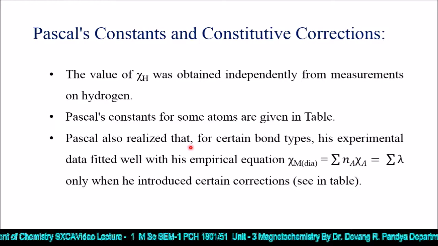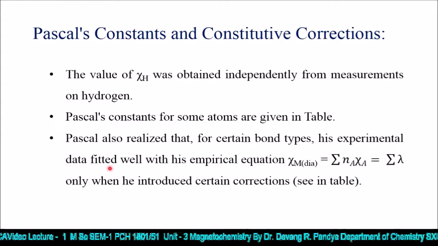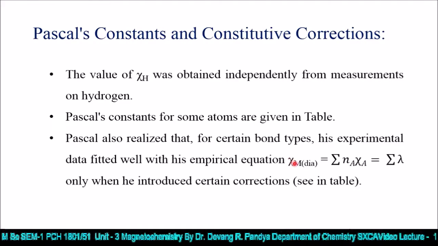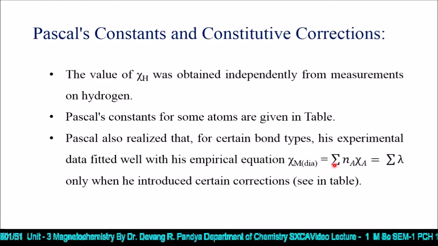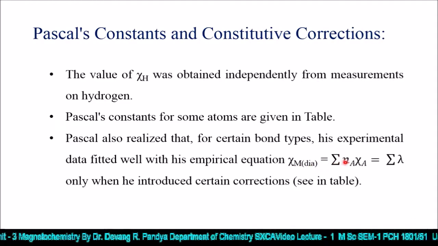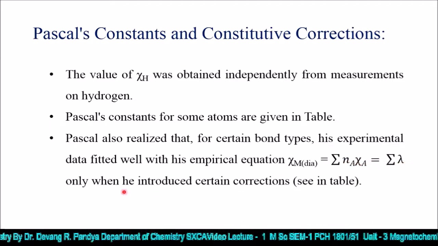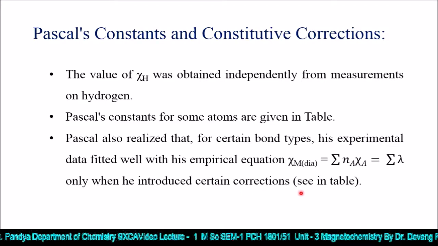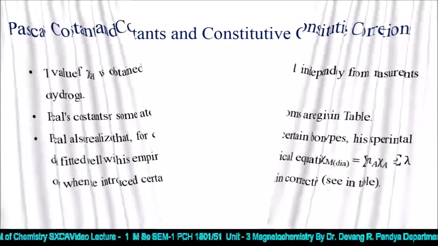Pascal also realized that for certain bond types, his experimental data fitted well with his empirical equation, that is χM, the molar magnetic susceptibility of a diamagnetic material, is equal to the summation Σ Na χA plus Σ λ. Only when he introduced certain corrections, which we can see in the table. That correction is given in this table.